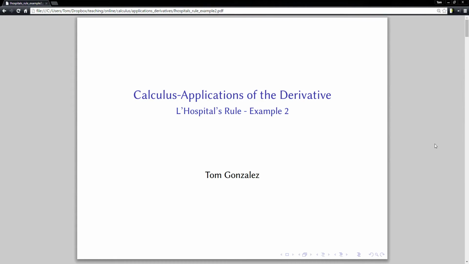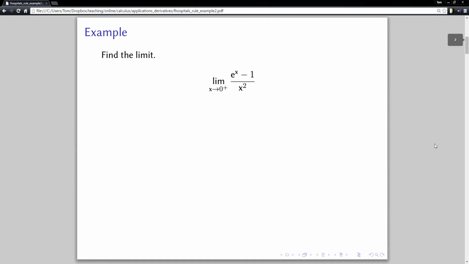In this example, we're going to use L'Hopital's rule to calculate a limit. The limit is the limit as x goes to 0 from the right of the function e to the x minus 1 over x squared. So this is the limit as x goes to a number. The first thing that we're going to do is plug that in and see what we get.